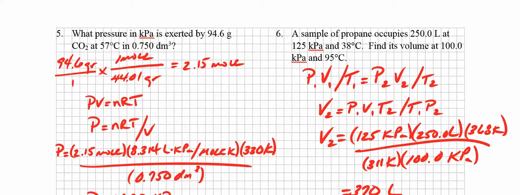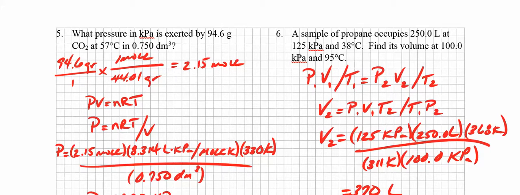We've got 94.6 grams over 1 times 1 mole per 44.01 grams. I just added up carbon and 2 oxygens to get that. And I get this number, 2.15 moles of carbon dioxide. That's the number I'll plug in for n. So we get PV equals nRT, that's the ideal gas law. Pressure then is equal to nRT divided by V, right? I just pulled the V underneath, and now I'm going to start plugging things in.